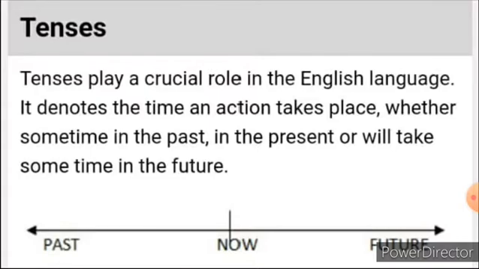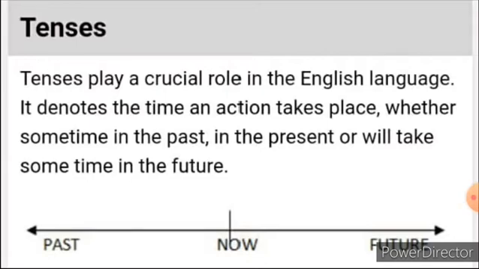Tenses are used to give a proper meaning to a sentence. The words are arranged in a proper order to give a meaningful sentence. For that purpose, tenses are used. It denotes the time when an action takes place. It gives the specific time, whether the action has been completed, the action is in progress, or the action is yet to happen. So, these are the things done by the tenses.